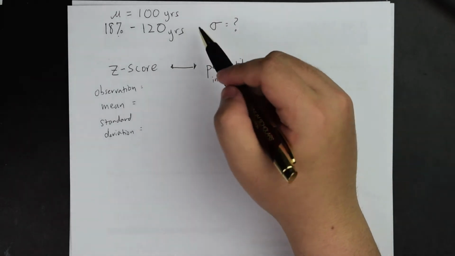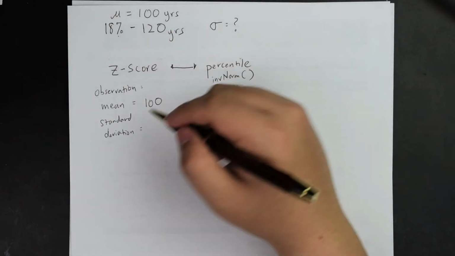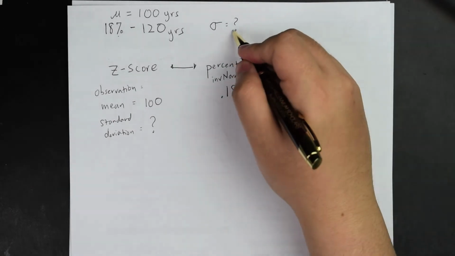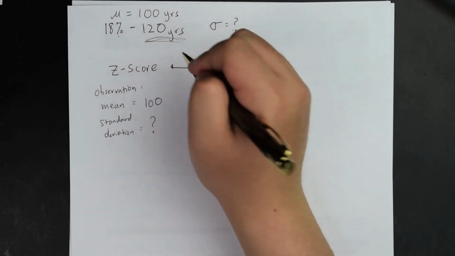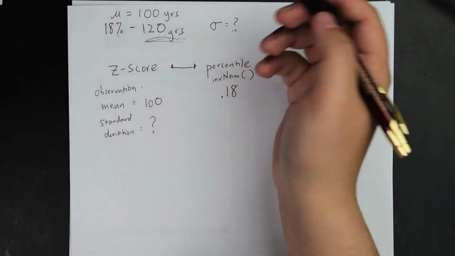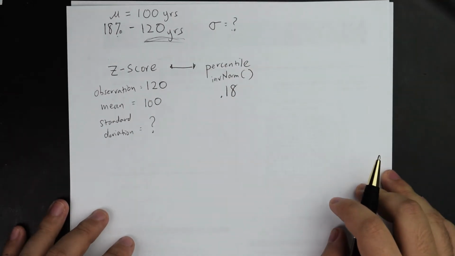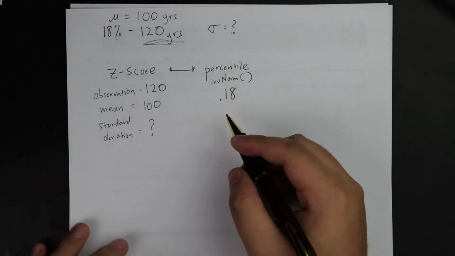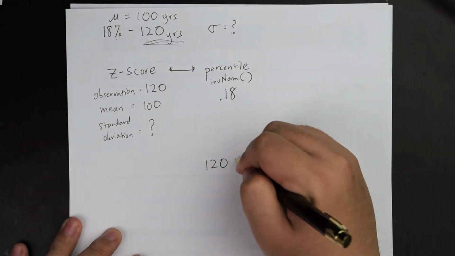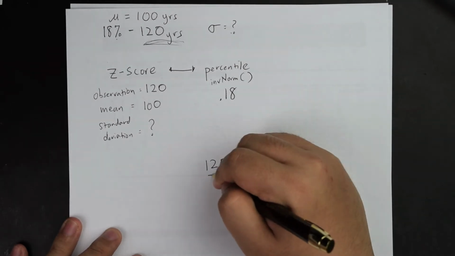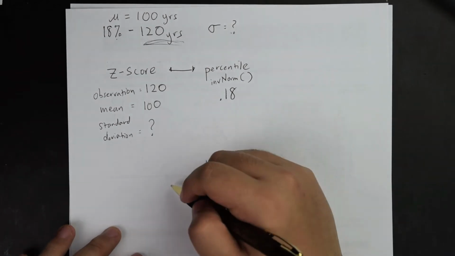Okay, I'm looking at this and they say 18% will be 120. My mean is 100, so this is for certain my mean. Standard deviation, I don't know. They mentioned that 18% of them will be 120 years, so that means my observation could be 120. If I set up the z-score formula, it's going to be the observation, 120, minus the mean, 100, over the standard deviation, which I don't know, so I'll just put the standard deviation symbol or a question mark, equals the z-score.